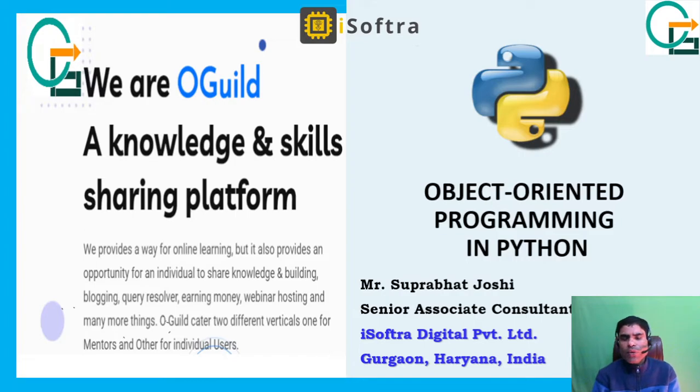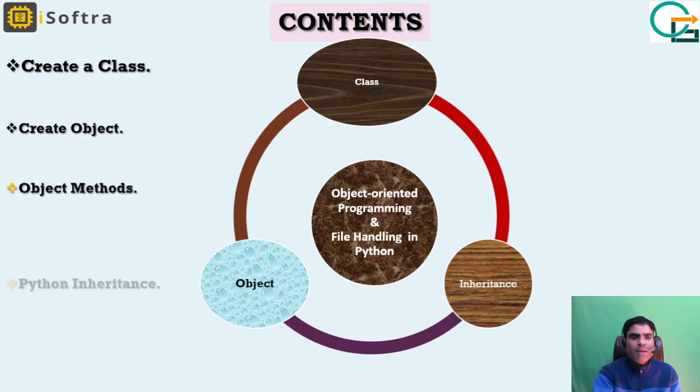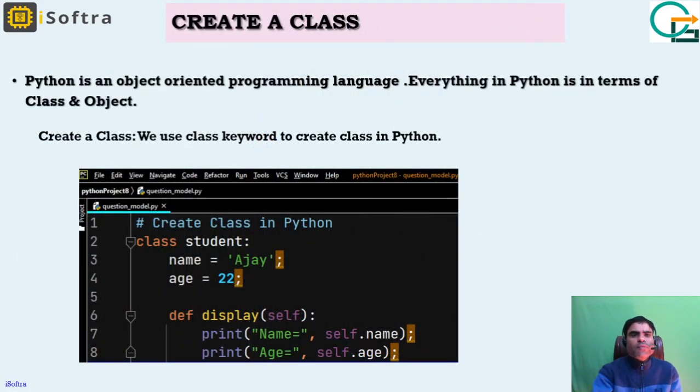In today's video of the complete Python video lecture series for beginners, we will discuss object-oriented programming in Python. So let's start. These are the contents that we will discuss in today's lecture: how to create a class, create an object, object methods, and finally Python inheritance, which is the most important part. So first of all, we will understand how to create a class.